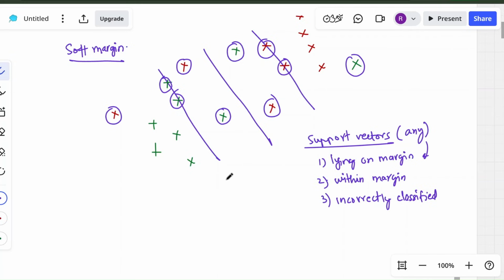What I mean by that is that the alpha i's of these are strictly positive. So this will have alpha positive, this will also have alpha positive, and so on.